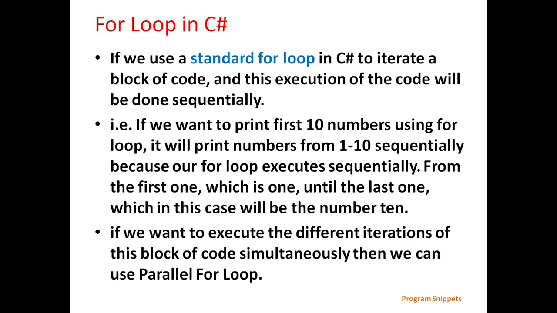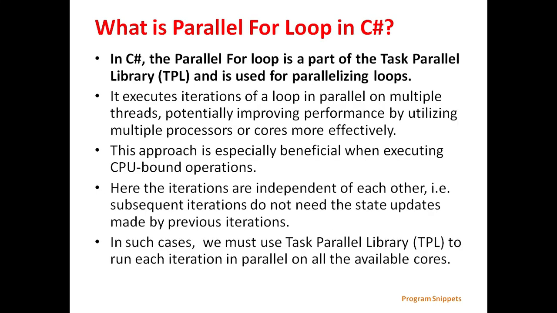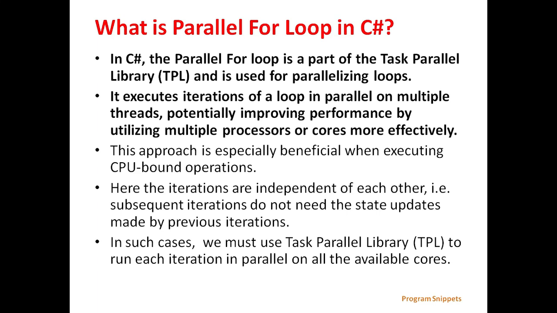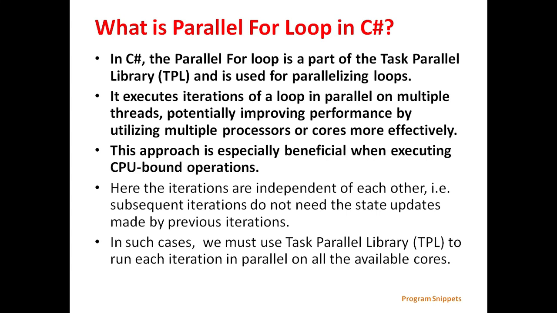If we want to execute the different iterations of this block of code simultaneously, then we will use parallel for loop. In C sharp, the parallel for loop is a part of the Task Parallel Library and it is used for parallelizing loops. It executes iterations of a loop in parallel on multiple threads, which improves performance by utilizing multiple processors or cores more effectively. This approach is especially beneficial when you are executing CPU bound operations.